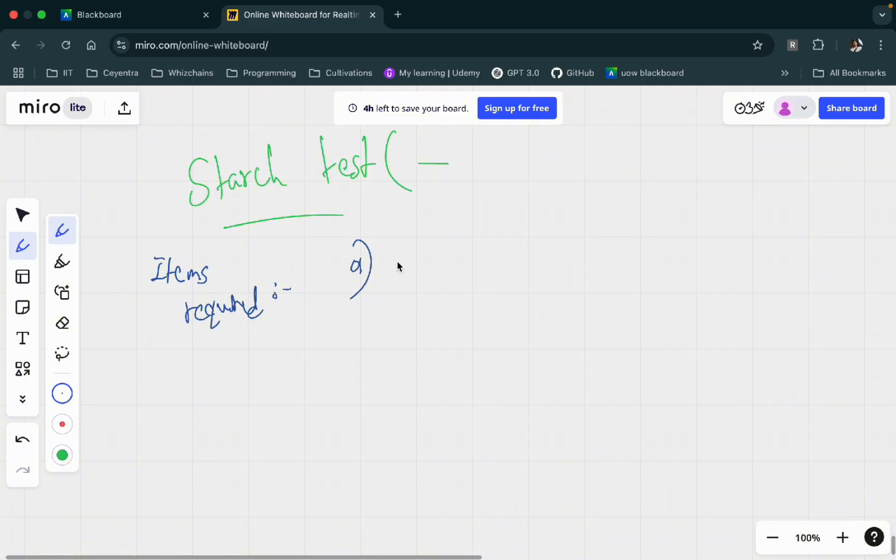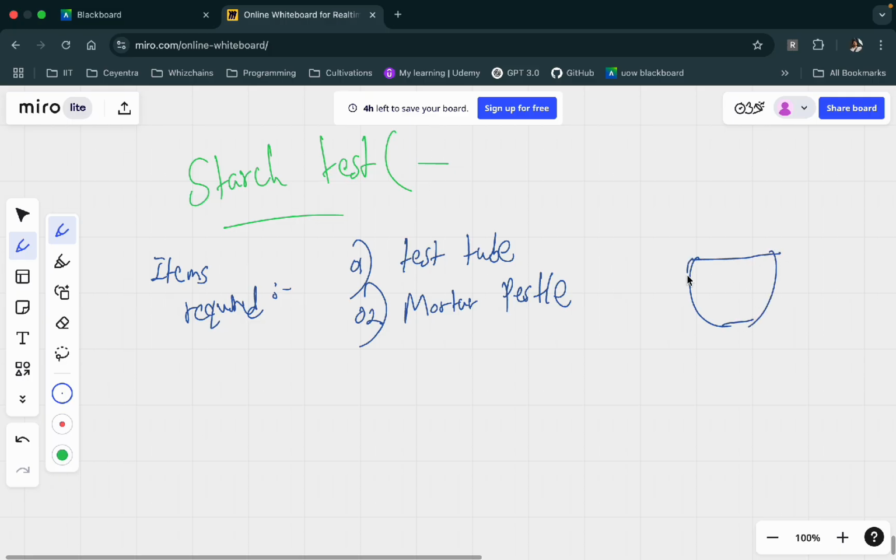First, I need a test tube. Then mortar and pestle. ඒ කියන්නේ mortar and pestle කියන්නේ මොකද්ද? මෙන්න මේකට mortar and pestle කියන්නේ. නිකන් අර මොනවා හරි දෙයක් තලන්න, grind කරන්න ගන්න දෙයකට අපි කියනවා mortar and pestle කියලා. So this is mortar and this is pestle.